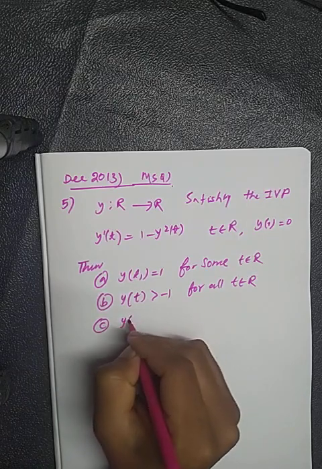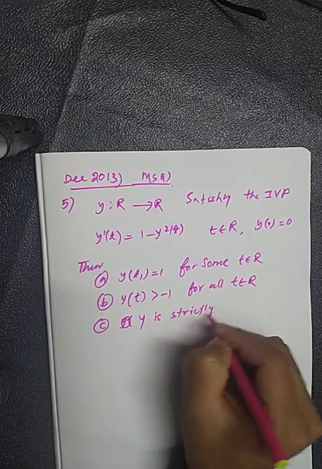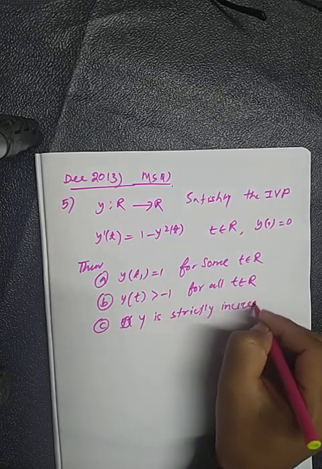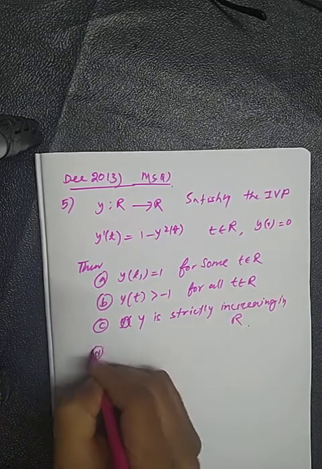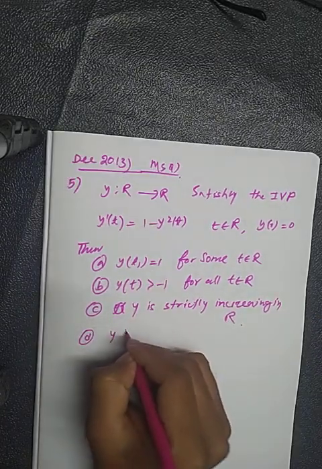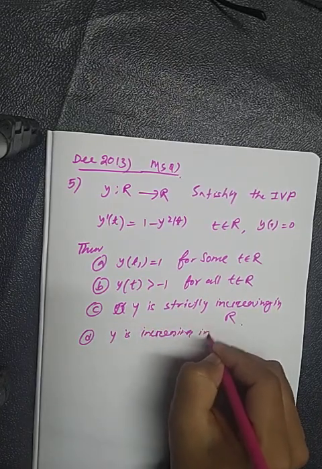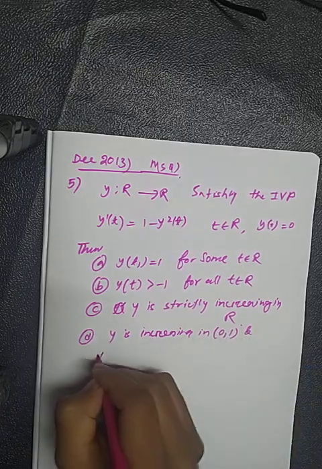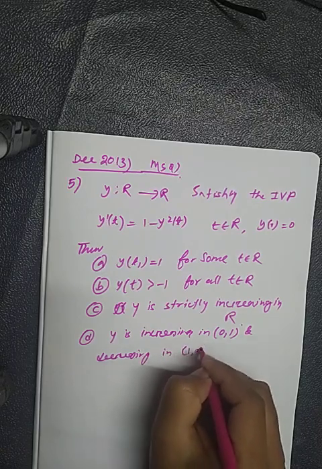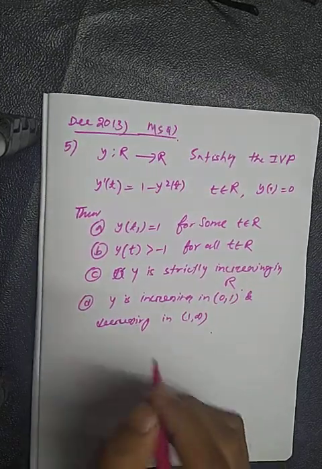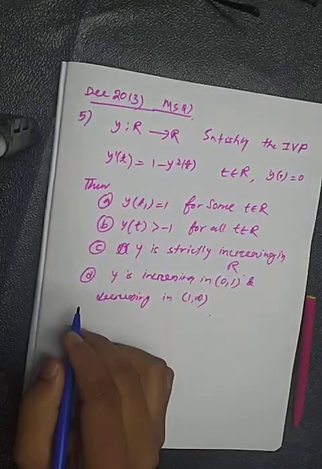C, y is strictly increasing in R, and option D says that y is increasing in 0, 1 and decreasing in 1 to infinity, right? So that's what y has as properties. Now we have to solve this equation.